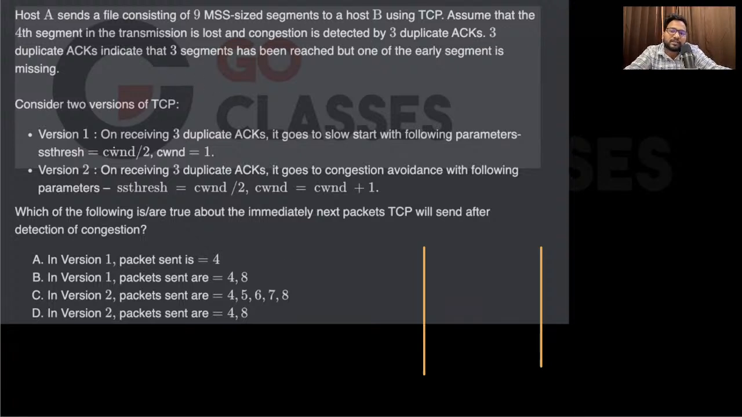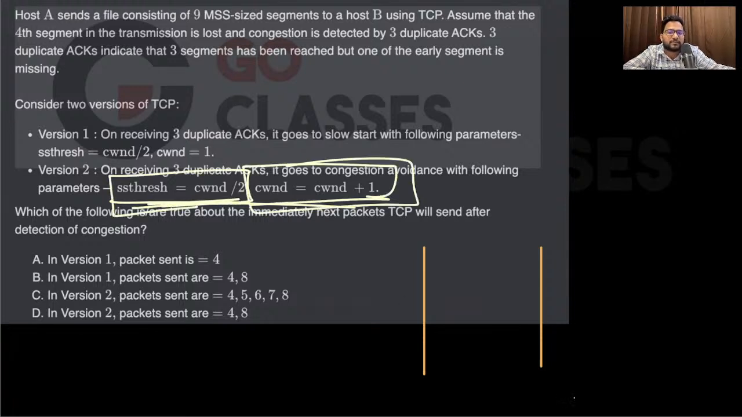So what they're saying is, on receiving 3 duplicate ACKs, let's start with the following parameters. In one version, on receiving 3 duplicate ACKs, CW equal to CW by 2, the congestion window divided by 2, becomes the slow start threshold, and you go to the slow start phase with CW equal to 1. In slow start you go 1, 2, 4, till CW by 2, which you already know. In the second version, slow start is congestion window by 2, and the congestion window increases by 1 once you receive 3 duplicate ACKs.